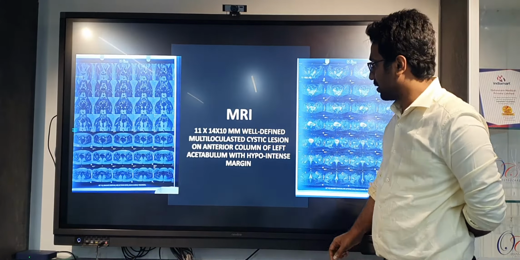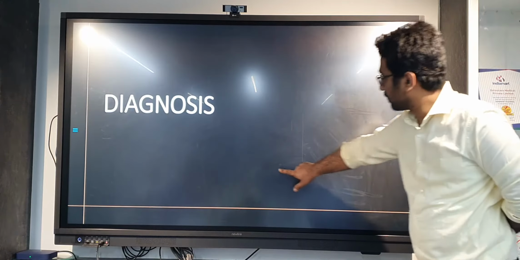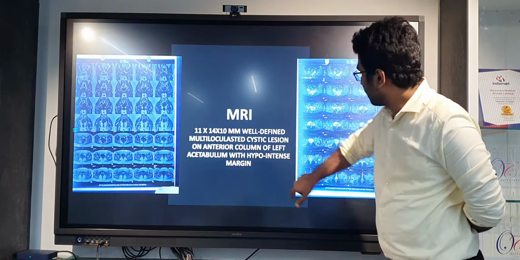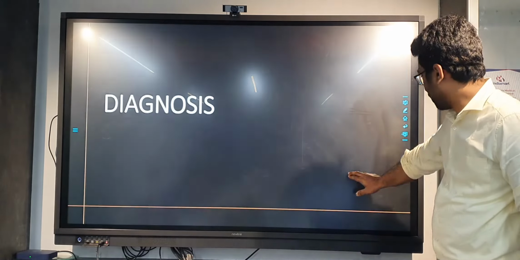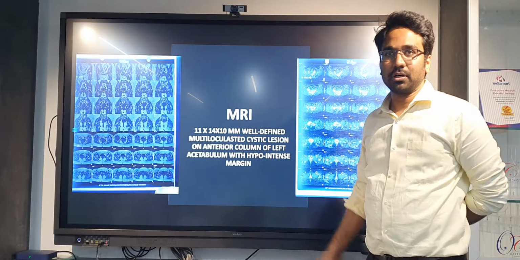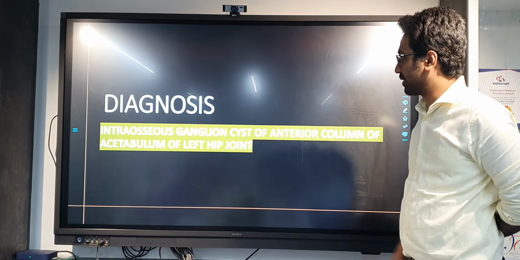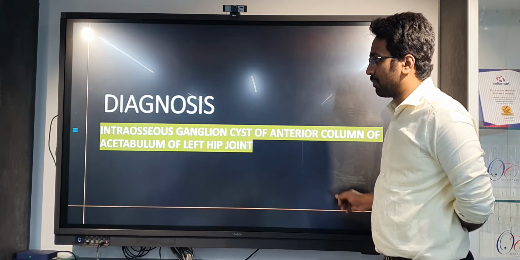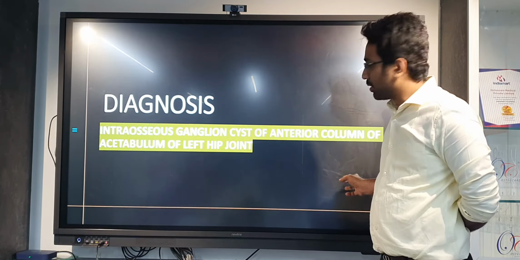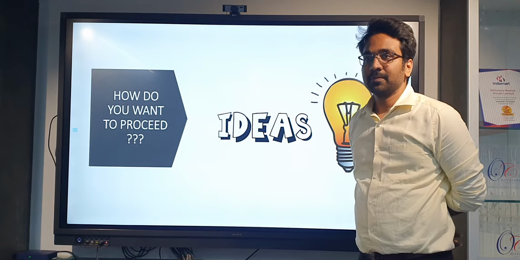Then we further went with an MRI. Here you can see a small lytic lesion in the MRI also, so they were confirmative of the ganglionic cyst. The diagnosis was intraosseous ganglionic cyst of the anterior column of the acetabulum of the left hip joint. So how do you want to proceed? Any ideas?